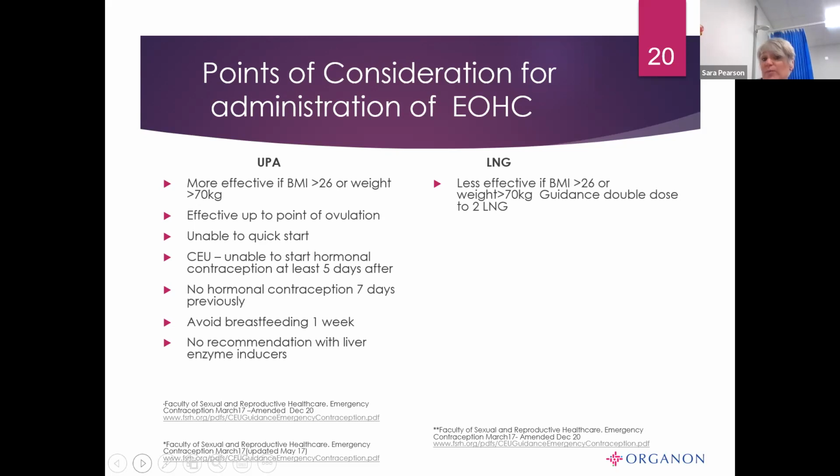Then we've got the LNG, less effective in ladies who have a BMI of 26 or more. So the recommendation would be to give a double dose of levonorgestrel. So again, really crucial that you know what their weight is. Less effective during the LH surge. We've already mentioned we know UPA can nip it in the bud even when it's started.